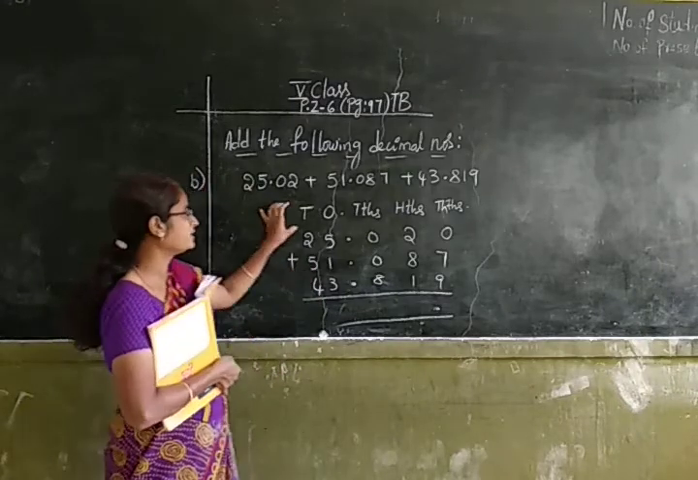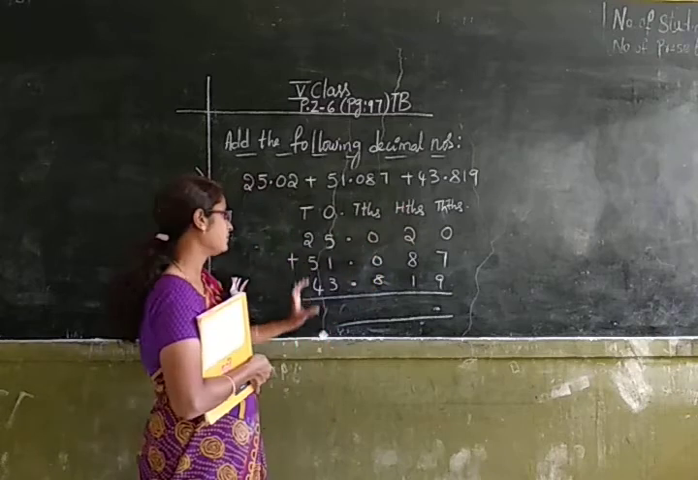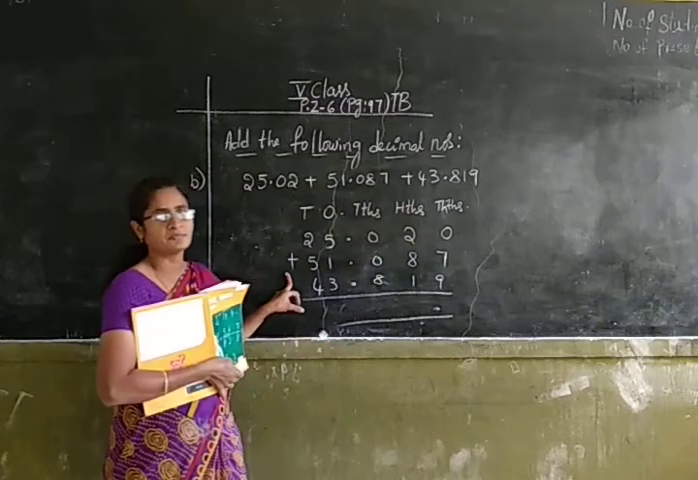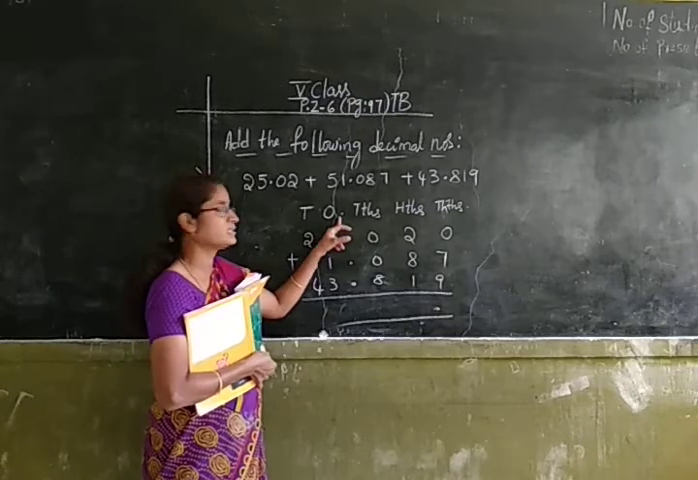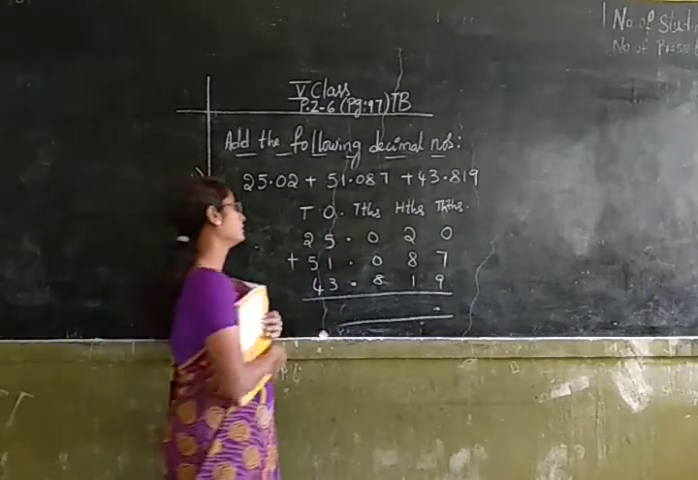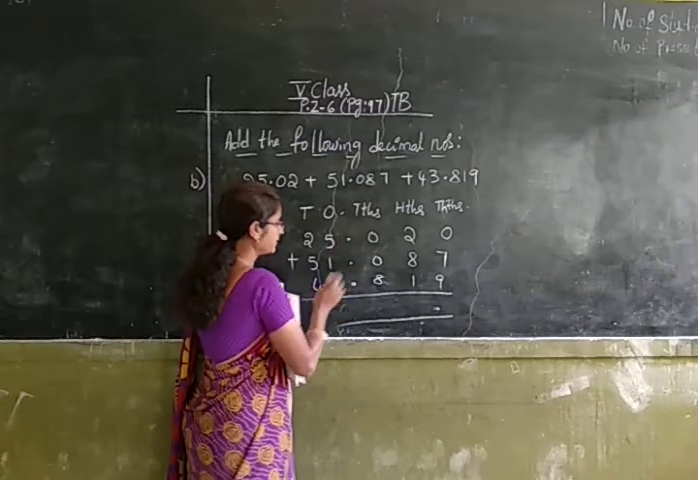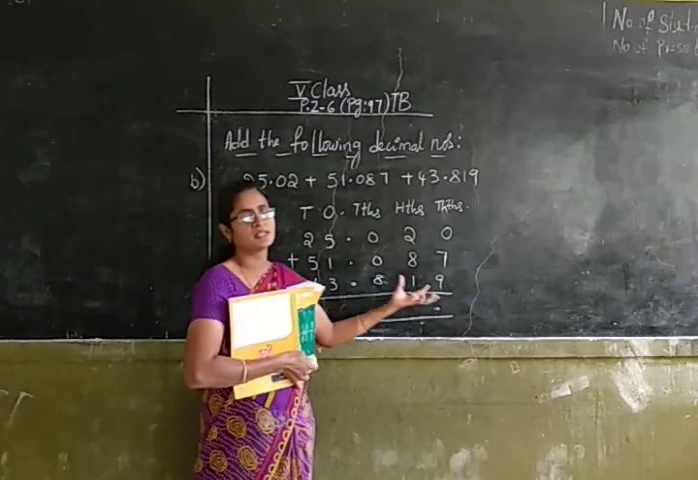First you have to write the places, arrange the numbers in columns. After arranging the numbers in columns, you have to put the symbol for addition, which is plus. Then you have to check whether the point is in one column or not. If the point is in one column, it means that you have arranged the numbers correctly.